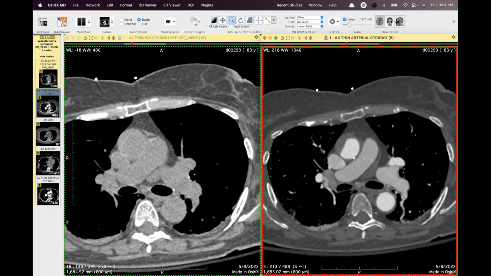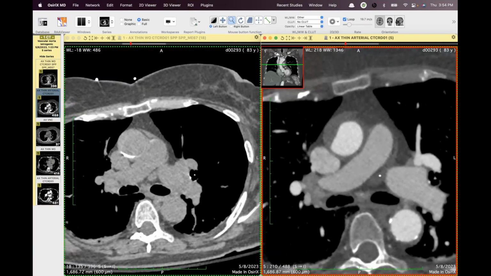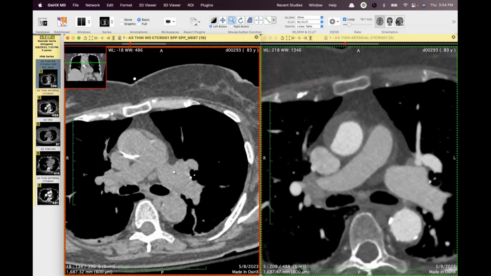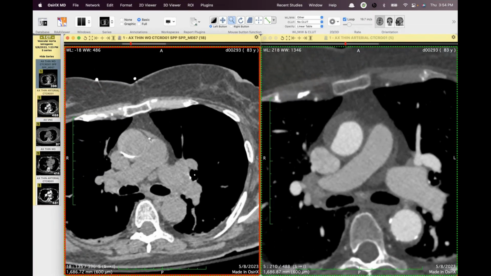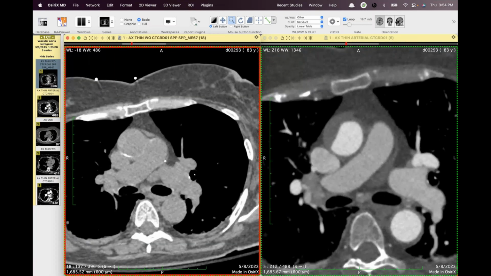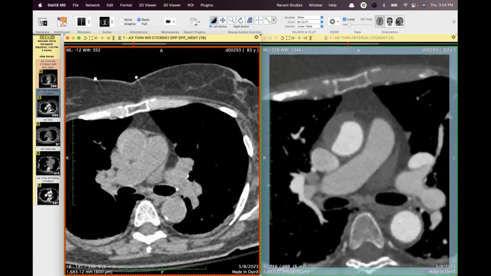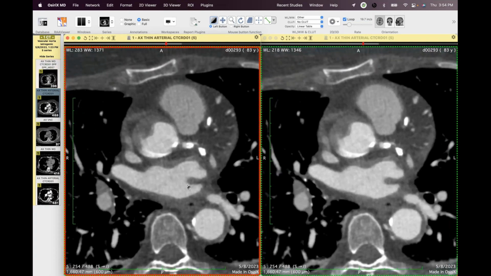I think it is, because there's a little bit of wall thickening there. But I think that's where that is, rather than in the pericardium. Yeah, dissecting a little bit through the adventitia into the shared sheath. Very good. So the patient was fine.